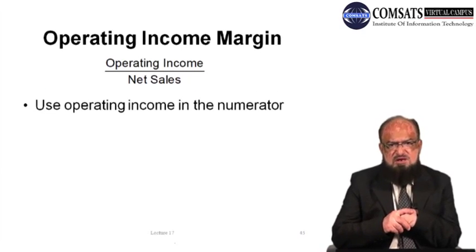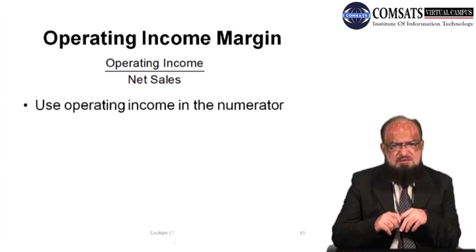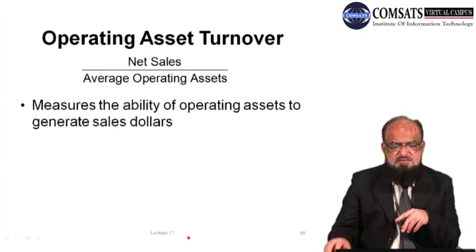And another formula we have discussed in lecture 17, operating income margin. Formula is very simple: operating income divided by net sales.